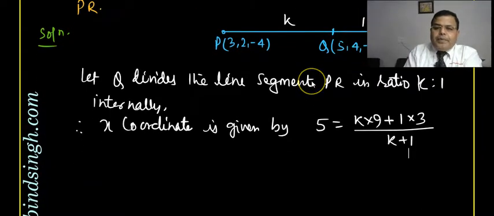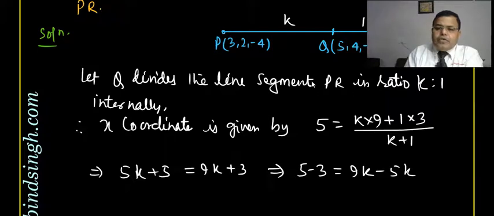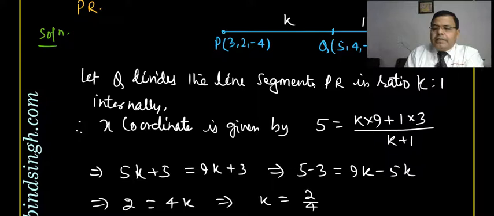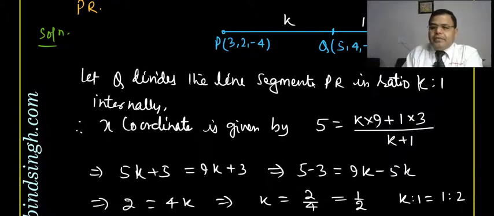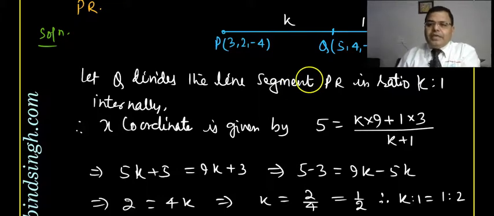This implies 5K plus 5 is equal to 9K plus 3. This implies 5 minus 3 is equal to 9K minus 5K. That is 2 is equal to 4K. And therefore, K is equal to 2 by 4, and hence that is 1 by 2. So K is to 1 is equal to 1 is to 2. So they divide in ratio 1 is to 2 internally.